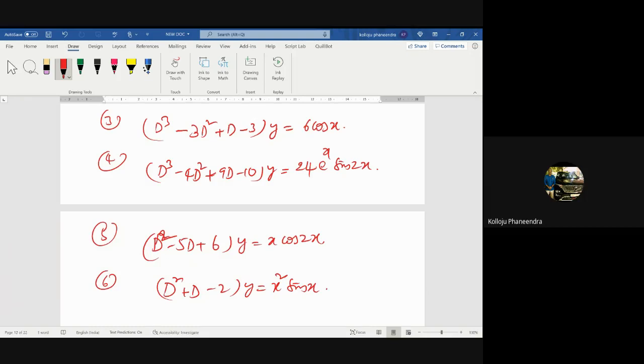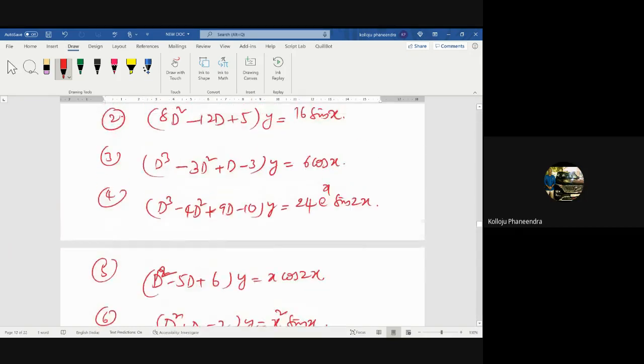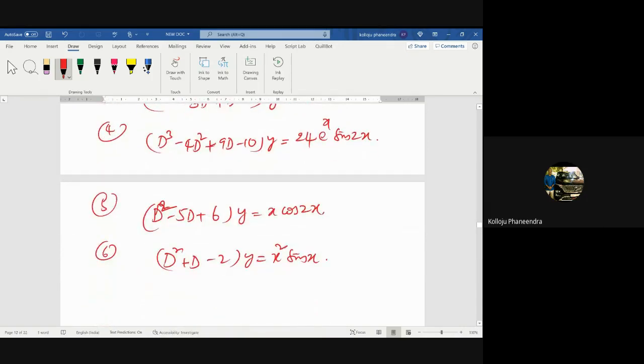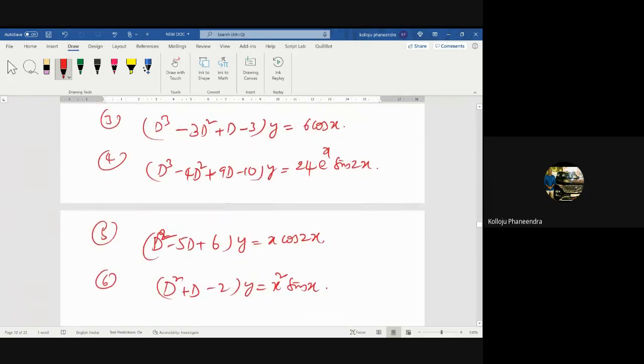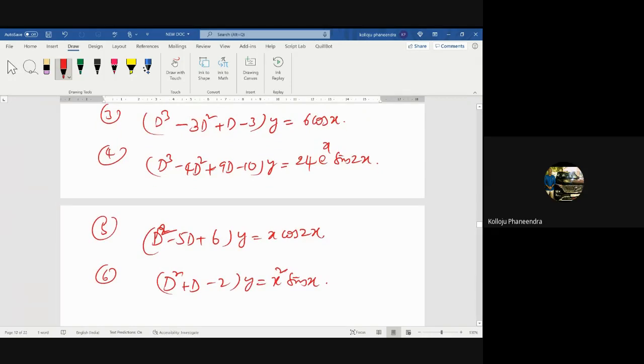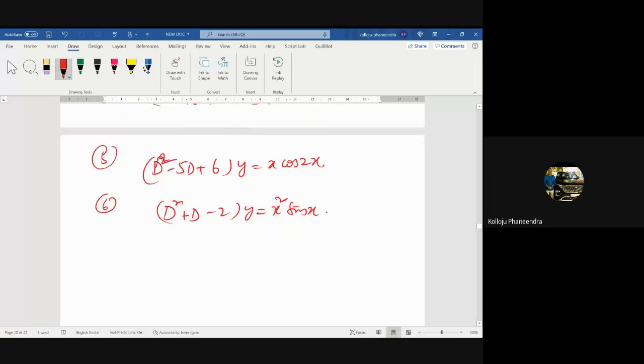Anyway, tomorrow I will spend one more class based on all these cases. Which model is not covered now? I think almost all covered, but I will give more problems to get perfection in this topic. Any doubts? Okay, 10 minutes are there now.